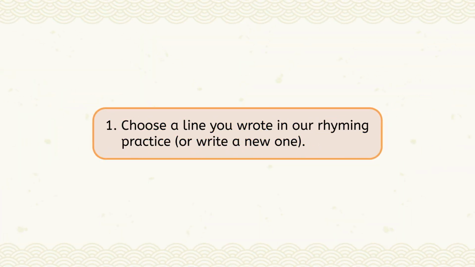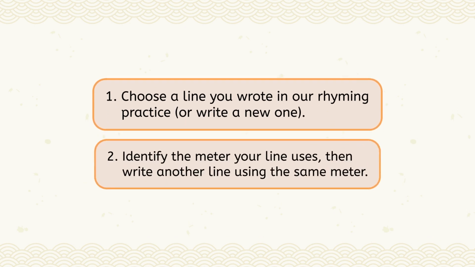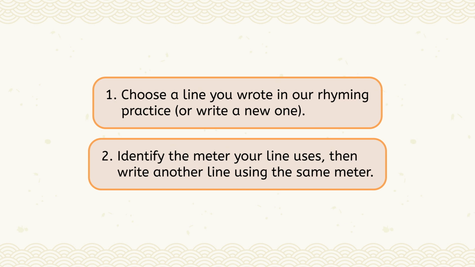Now that we've learned some strategies, it's your turn to practice creating meter yourself. First, choose a line you wrote in our rhyming practice, or write a new one. Identify the meter it uses, then write another line using the same meter. Pause to complete this, then resume.